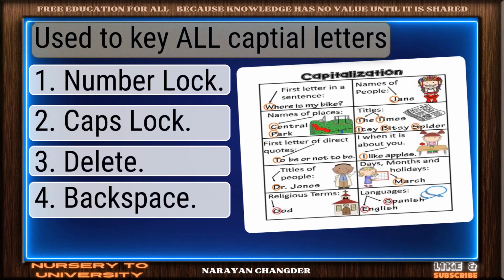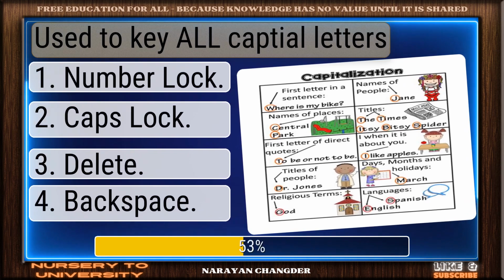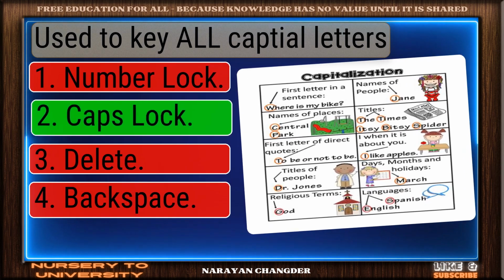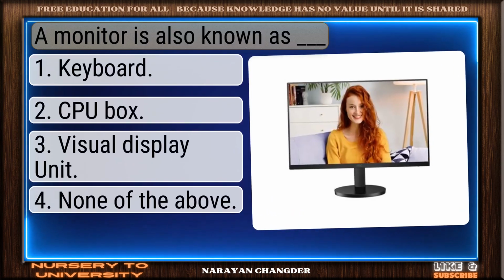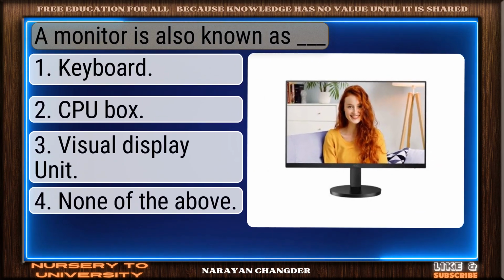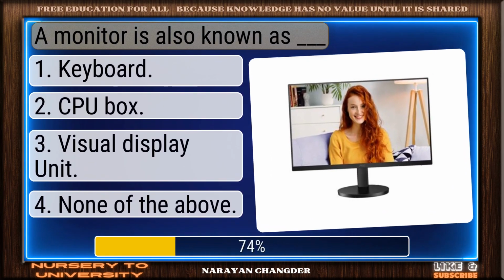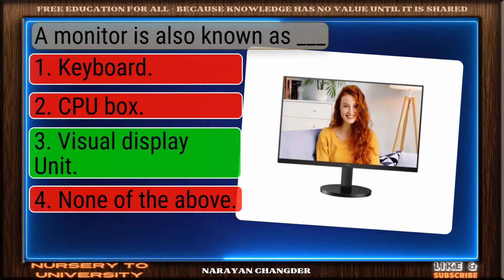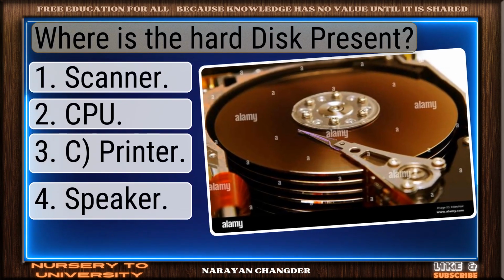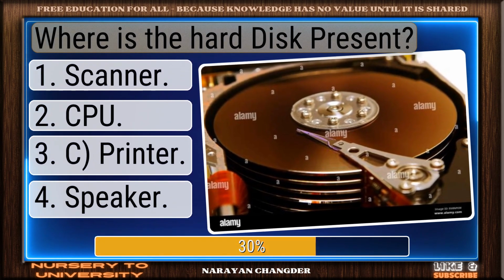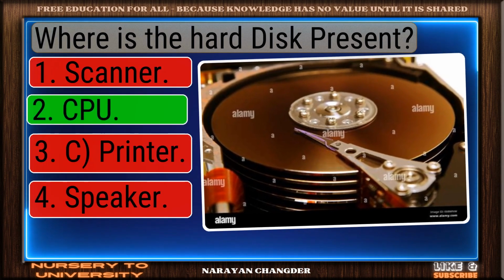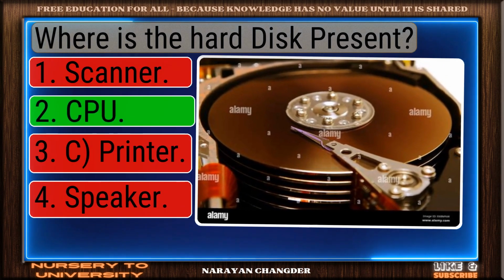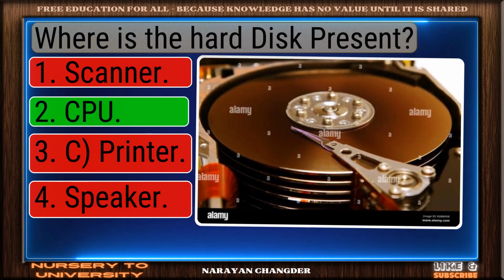Used to key all capital letters. Valid point. Caps lock is true. A monitor is also known as dash. Perfect. Visual display unit is the correct choice. Where is the hard disk present? Correct response. CPU is the most accurate answer.